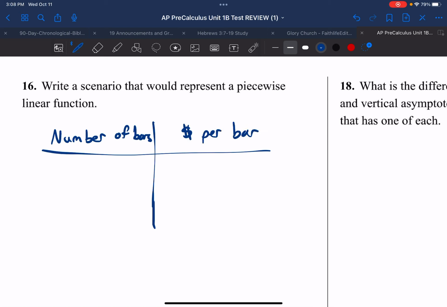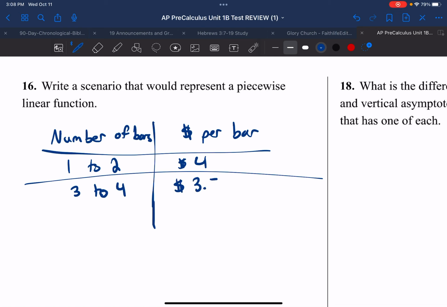So if you just buy 1 to 2 bars, it costs you $4 per bar. But everything beyond that you buy, I'm going to give you a little bit of a discount because you're starting to buy more. And the same thing, you buy 5 to 6, okay, everything in that 5 to 6 range is going to cost you $3.50. Because there's a jump. There's no gradually go up. It's not like a, it wouldn't be a straight line.